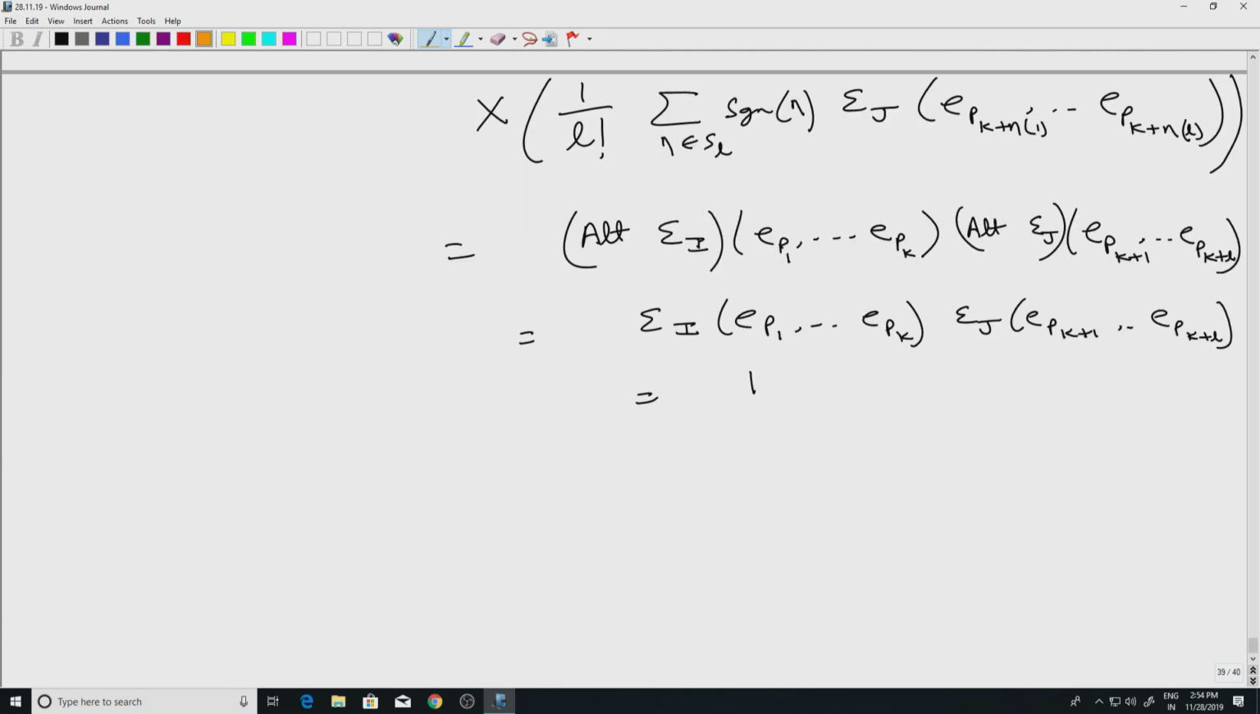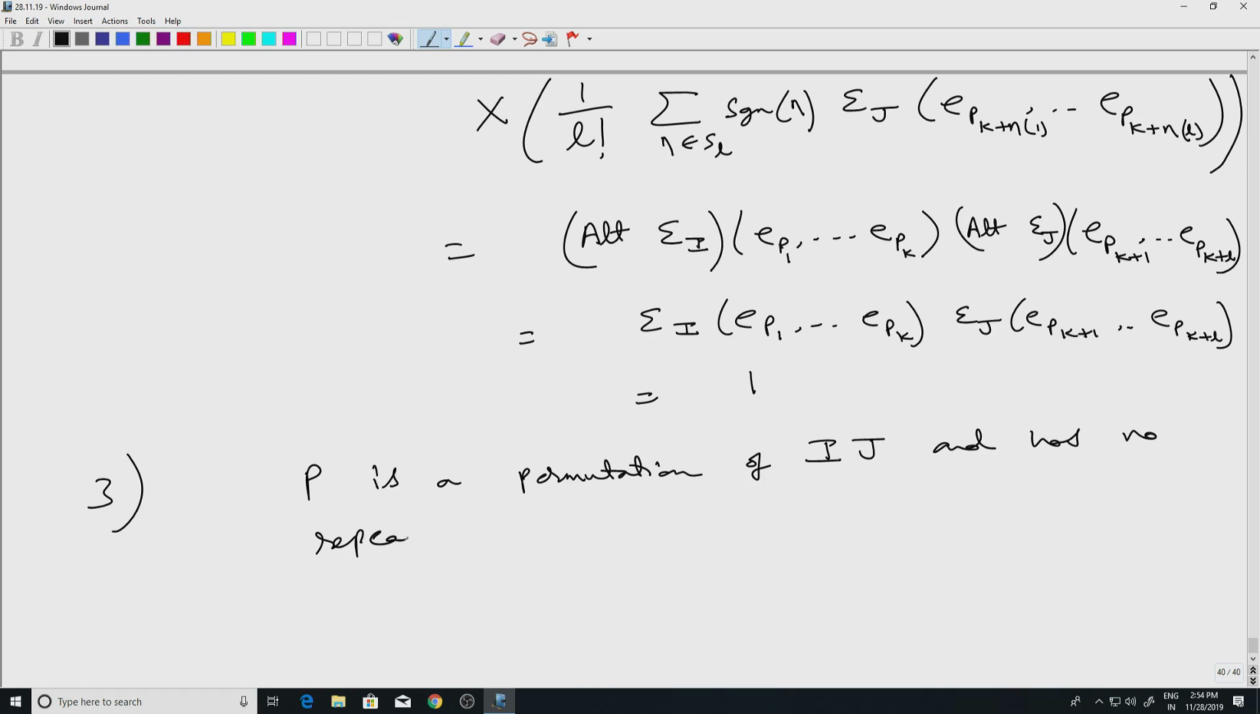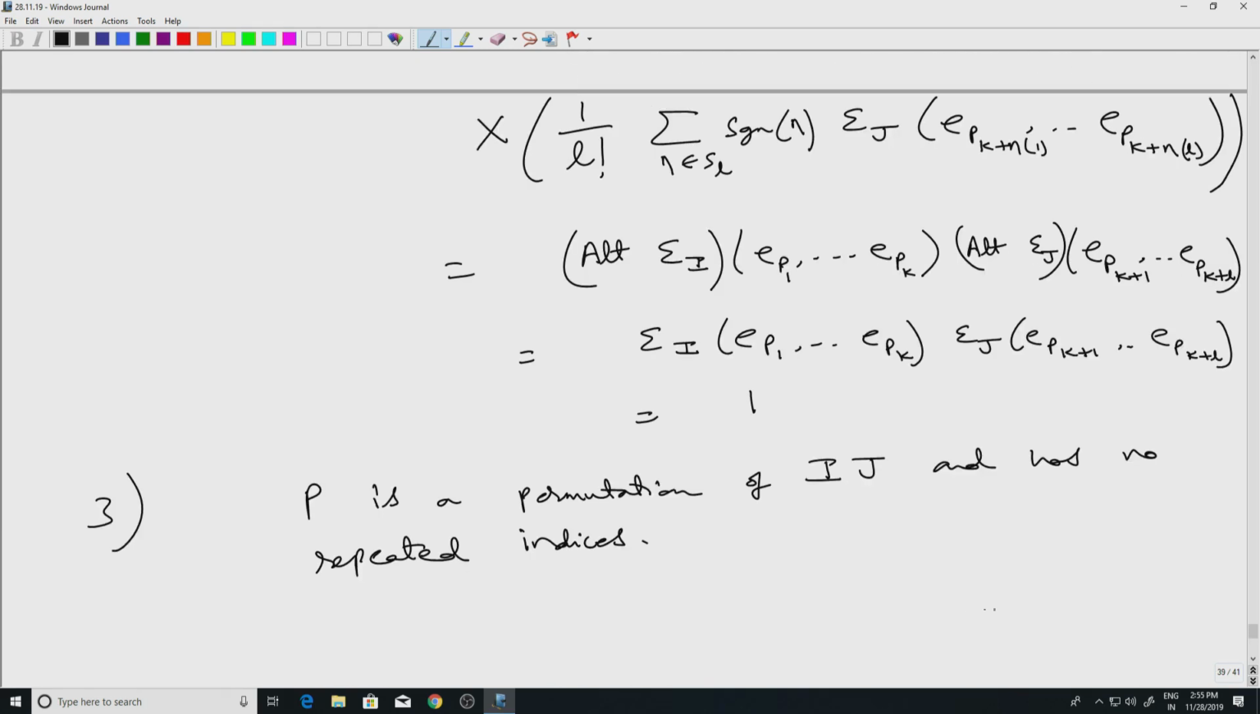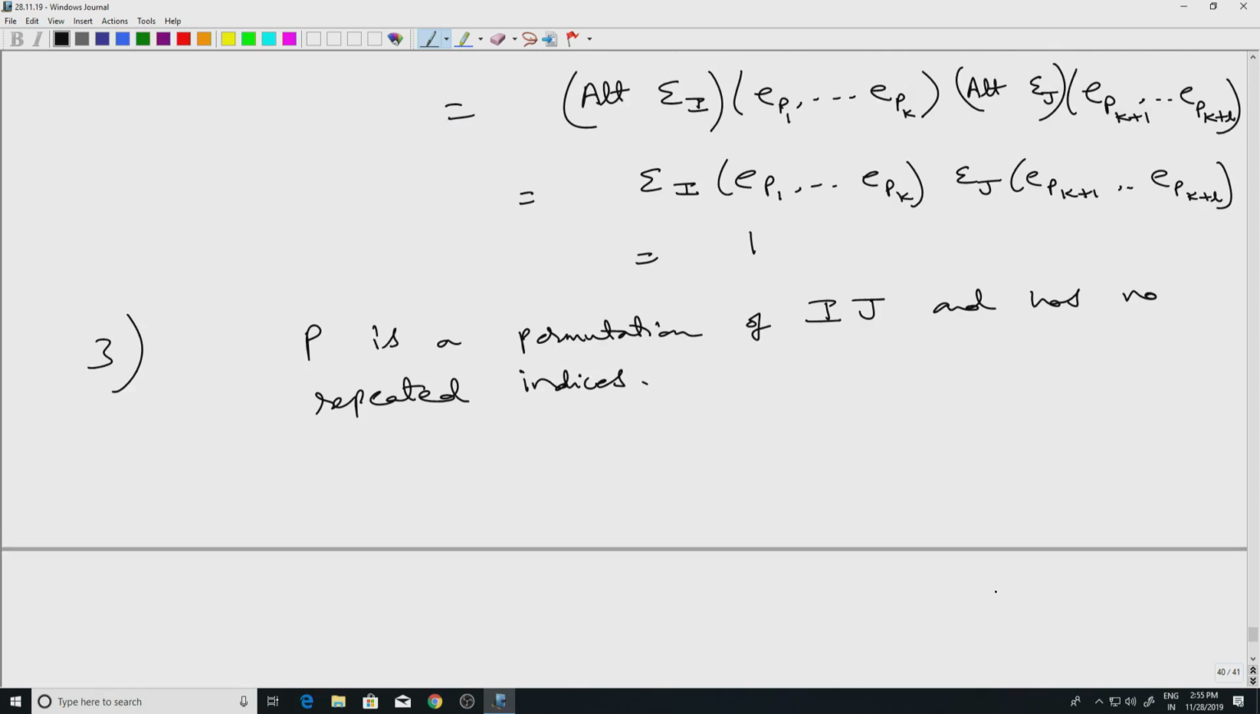Now the last case, so the third and last case is P is a permutation of ij and has no repeated indices or entries. Right. So this third possibility exhausts all the things that can happen.